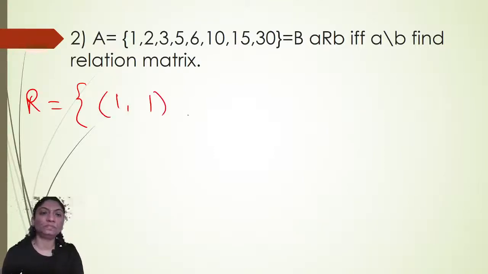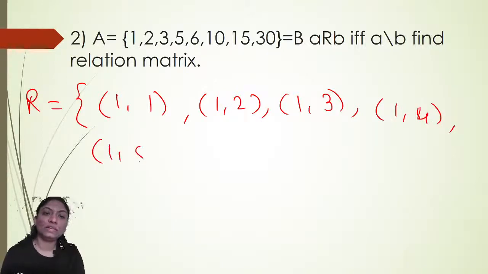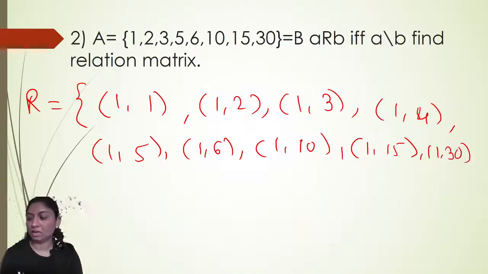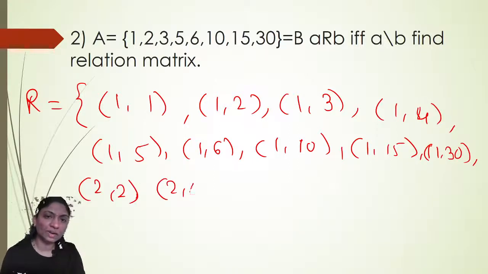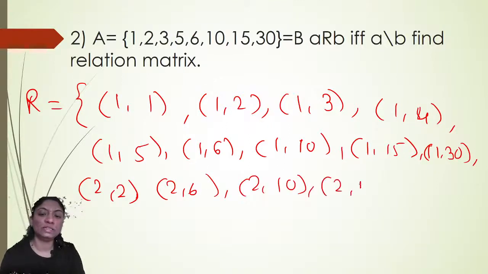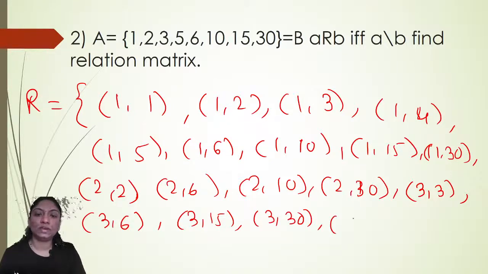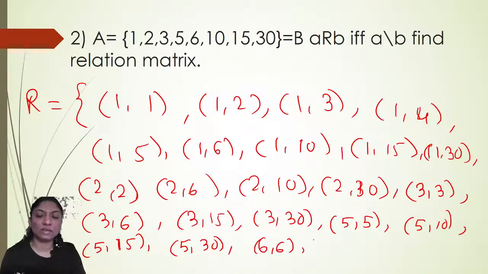R is equal to 1 divides 1, 1 divides 2, 1 divides 3, 1 divides 4, 1 divides 5, 1 divides 6, 1 divides 10, 1 divides 15, 1 divides 30. Right? Exactly similar way. Here you will get 2 divides 2, 2 divides 6, 2 divides 10, 2 divides 30. Next. Here you get 3 divides 3, 3 divides 6, 3 divides 15, 3 divides 30. Then 5 divides 5, 5 divides 10, 5 divides 15, 5 divides 30. Then 6 divides 6, 6 divides 30.